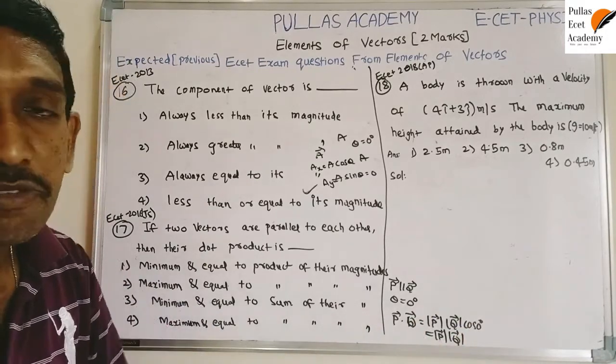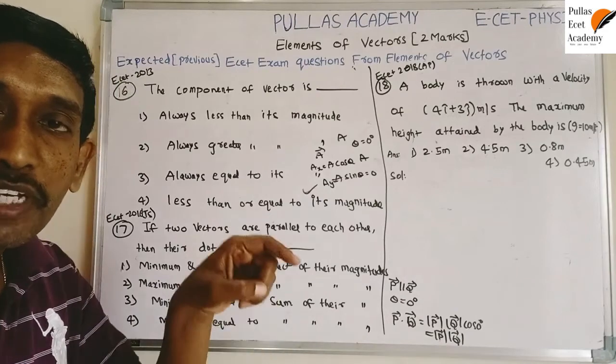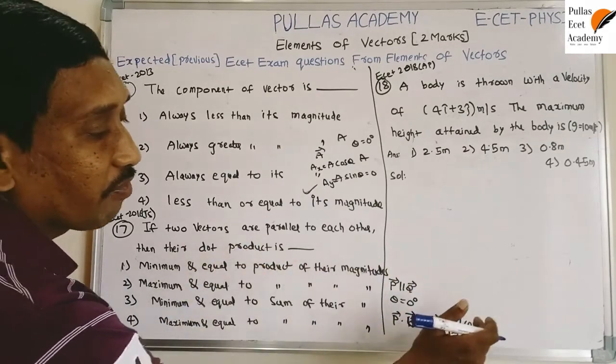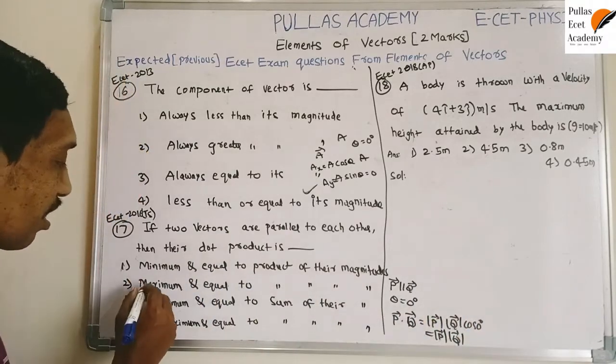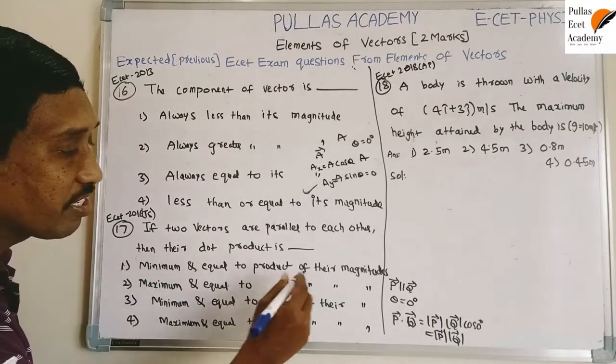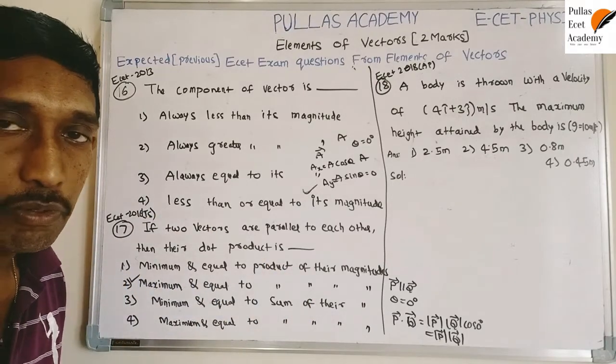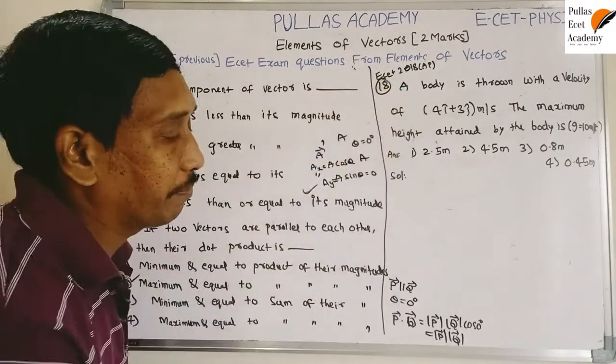The cos theta value changes from -1 to +1. +1 is the maximum value. That's why when theta is 0, you get 1, and 1 is the maximum value. That's why, which is correct? Maximum and equal to the product of magnitudes. That's why the second option is correct here. Simple question. Next, question number 18.